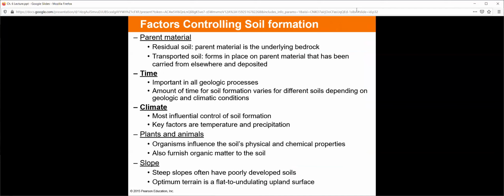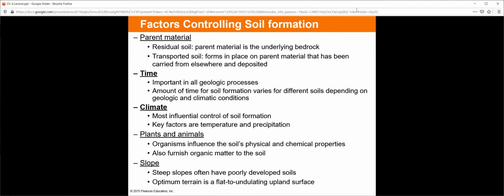How do all these things come together? Well, they, of course, start with the parent material, right? The residual soil of the underlying bedrock. You can also get some transported soil that forms in place on the parent material from someplace else, from the erosions or the weatherings we talked about before. And then you sit there and you let the time go at it. You let the weathering, you let the rock cycle, you let the erosion take place, and the soil will form and develop based upon the conditions outlying, right?